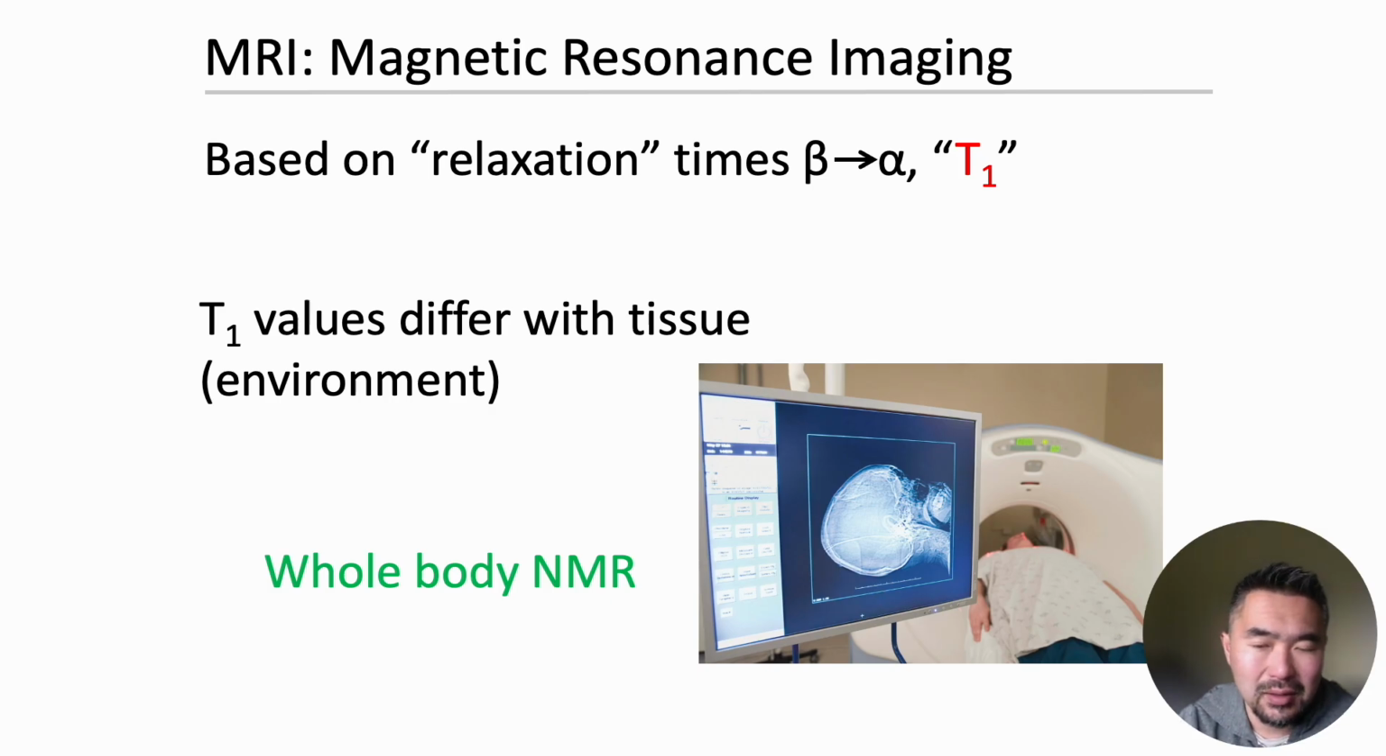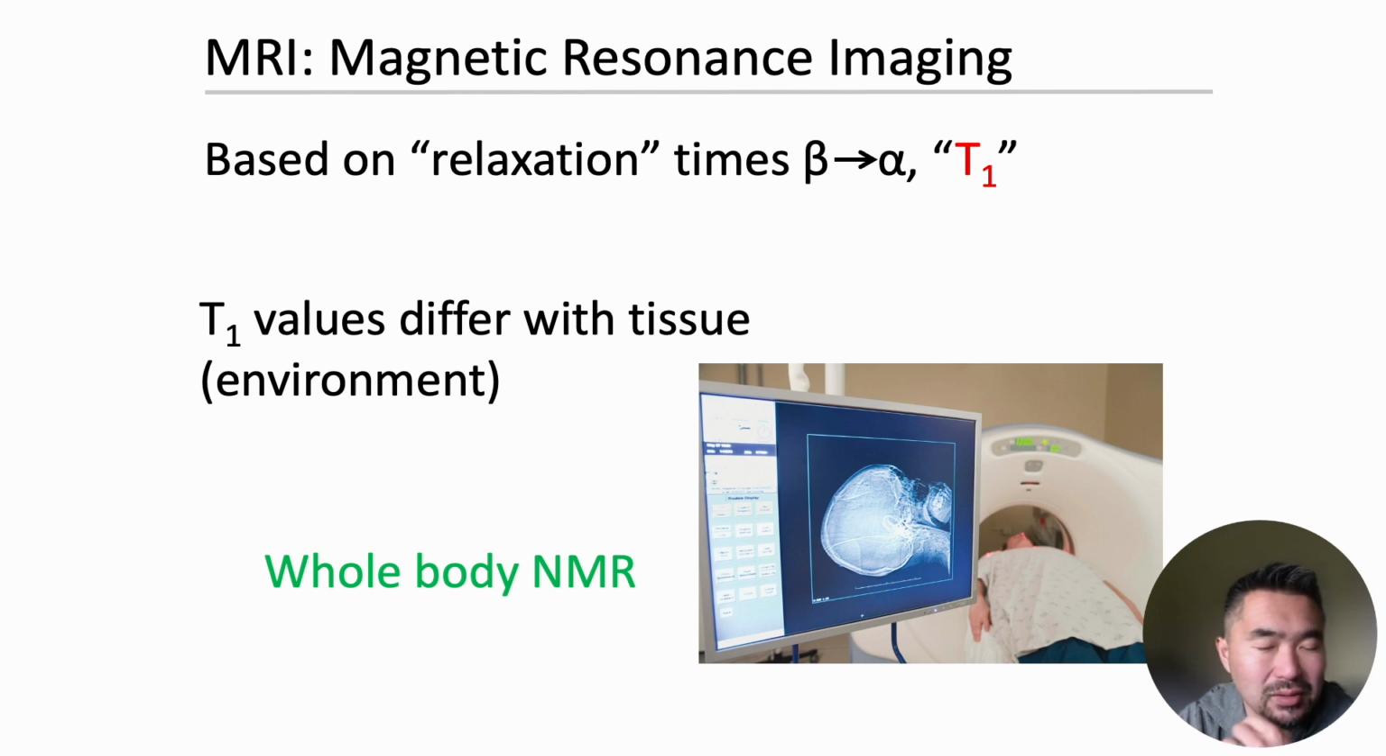And when you apply that and you go to the beta spin state and relax back down to the alpha spin state, depending on the proton's environment, they have a different length of time for that relaxation to take place, and that's called the T1 relaxation value. And that is different depending on which tissue you're talking about in the body, because it's different compounds.